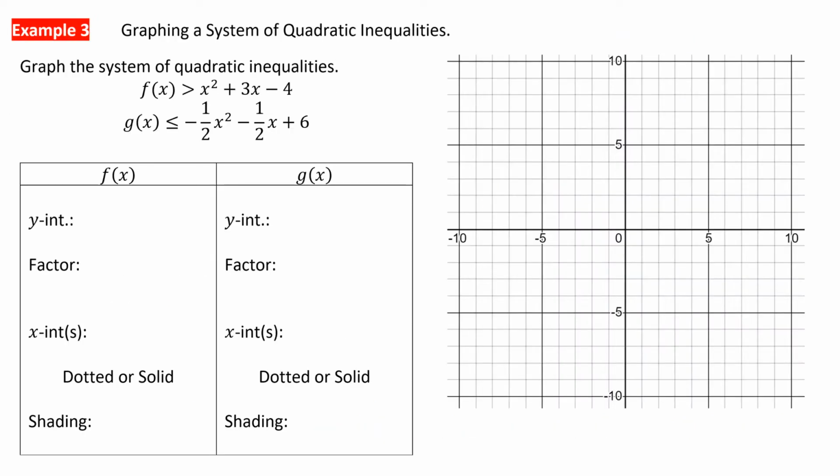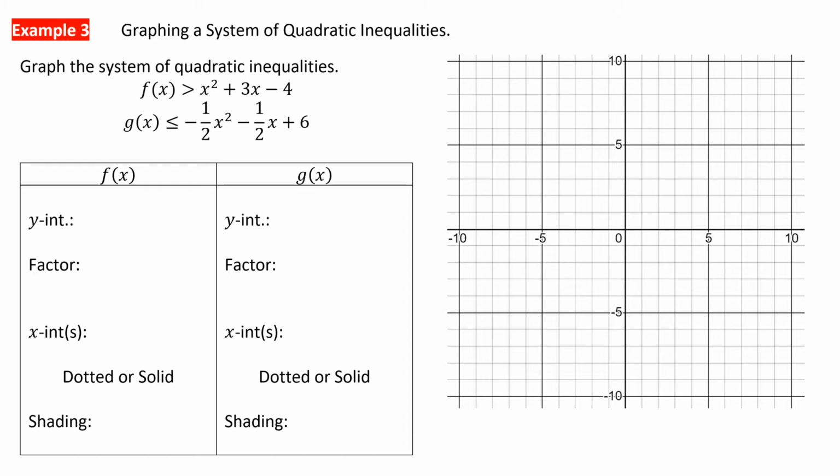Now in example 3, it's our challenge to graph a system of quadratic inequalities. In the last section we were doing nonlinear systems where we just had parabolas and lines, or two parabolas, or a parabola and a circle intersecting. Now we're going to do that with shading as well. So we have two inequalities here, f of x and g of x. They're both parabolas. You can tell that because of the x squared. You can tell that there's a greater than symbol, there's a less than or equal to symbol. One is oriented upward, one downward.